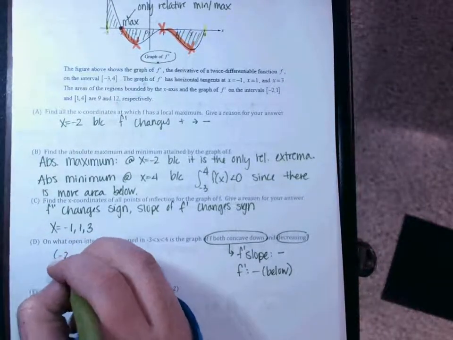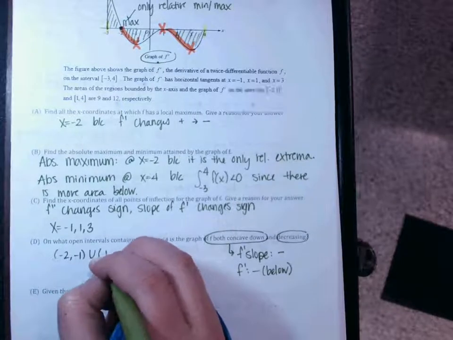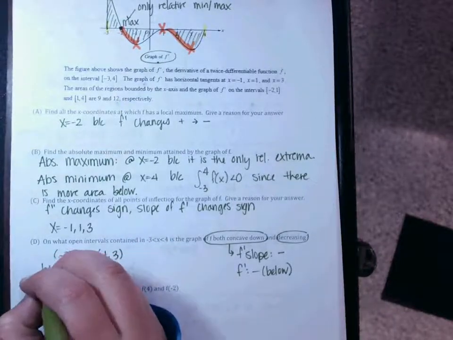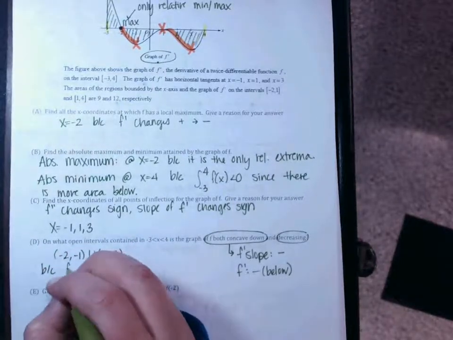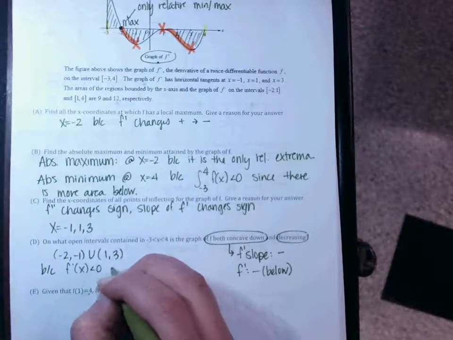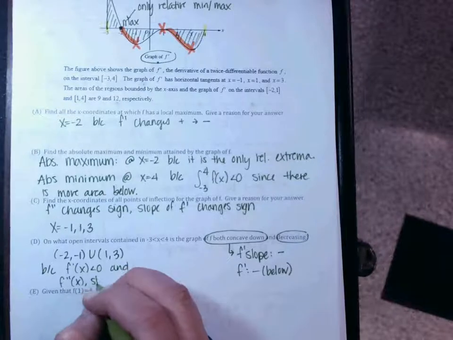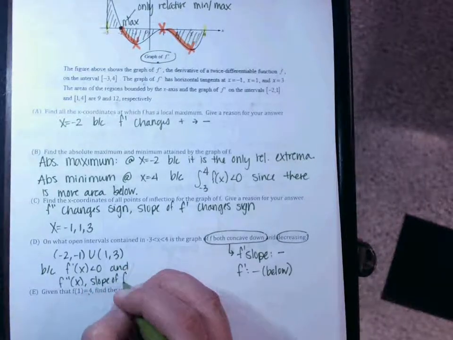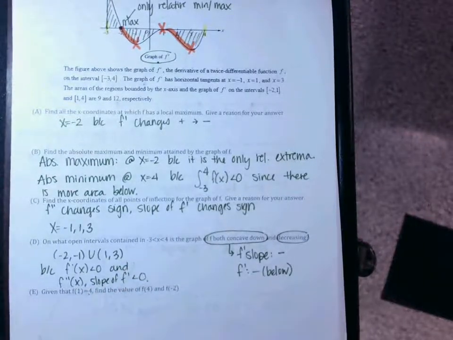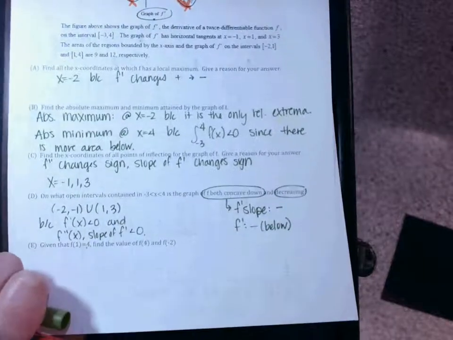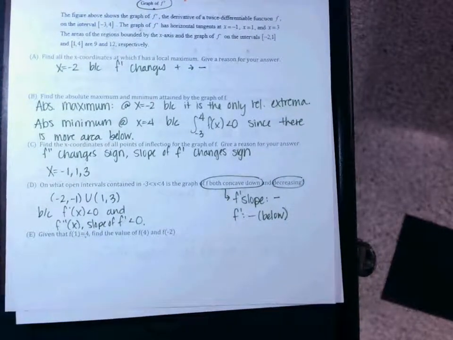-2 to -1, union 1 to 3. Okay, and then you would say f prime of x is less than 0 and f double prime of x, which is the slope of f prime, is less than 0. And make sure to avoid stuff like "because it's negative" or anything like that, because the graph, just make sure you're being really specific.